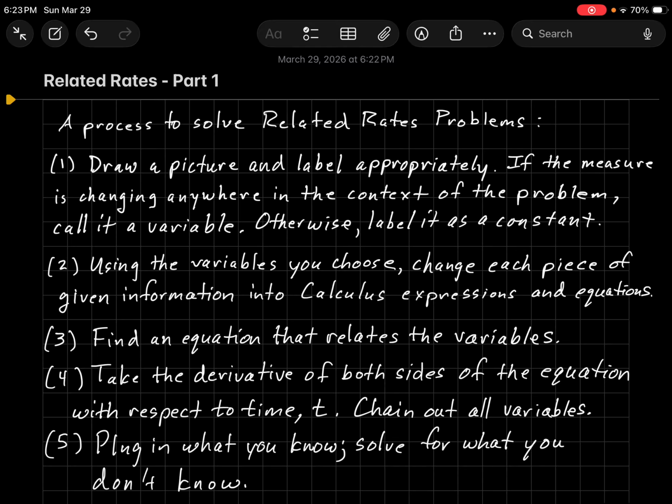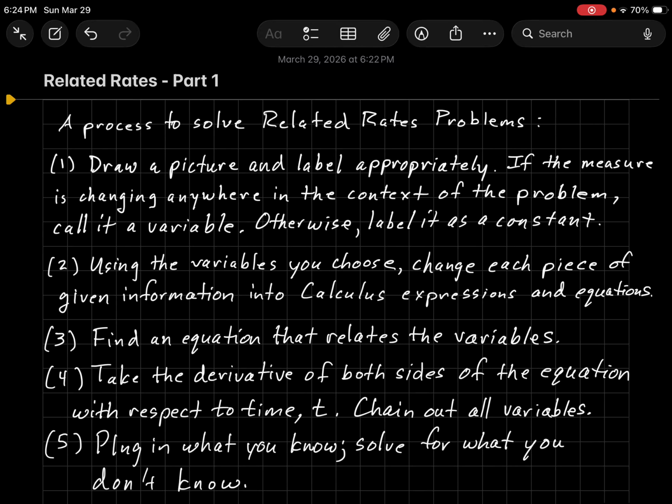Number 2, using the variables you choose, change each piece of given information into a calculus expression or equation. Number 3, find an equation that relates the variables. 4, take the derivative of both sides of the equation with respect to time t and chain out all variables. Number 5, plug in what you know, solve for what you don't know. The only thing you shouldn't know is what you're solving for.